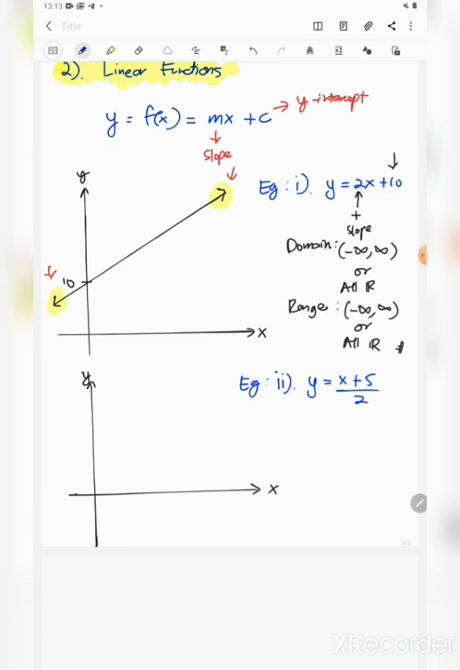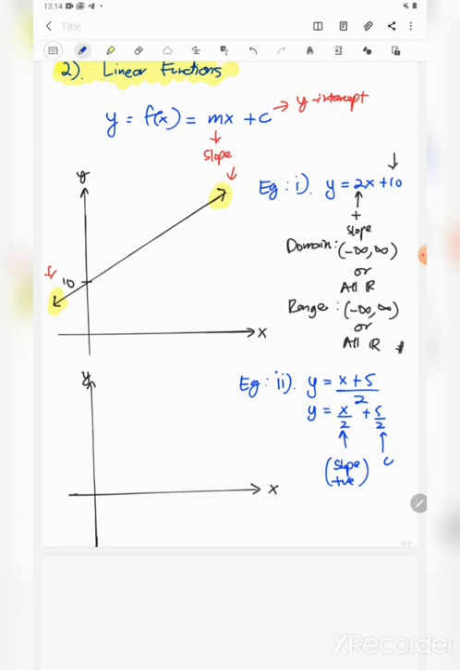Okay, y equals x plus 5 divided by 2. So now, change the pattern into the form mx plus c. We know that our c is 5/2 and m is 1/2. Alright, so this is a positive slope. The slope is positive, so we know that the graph will go up, and this is the c, the y-intercept.